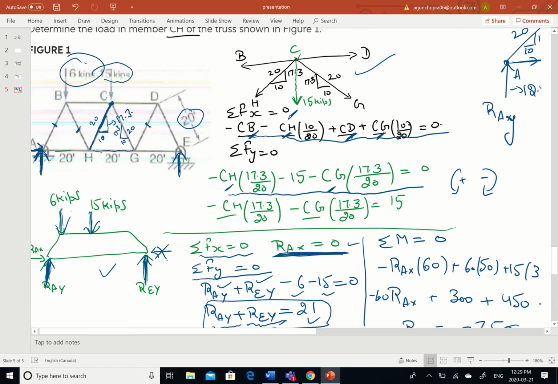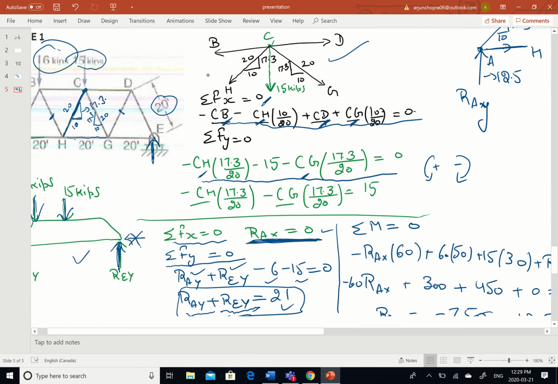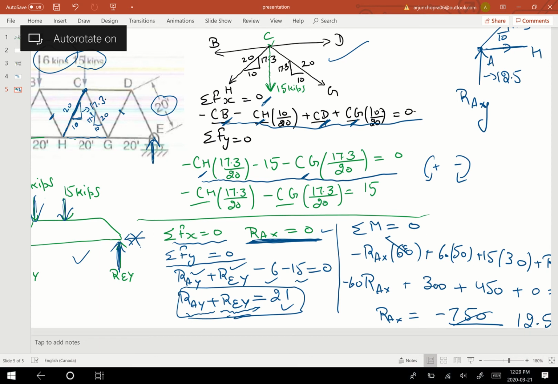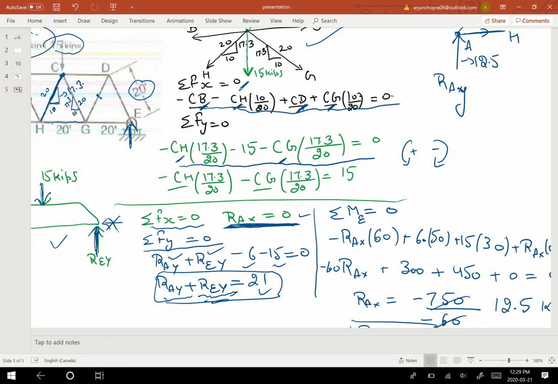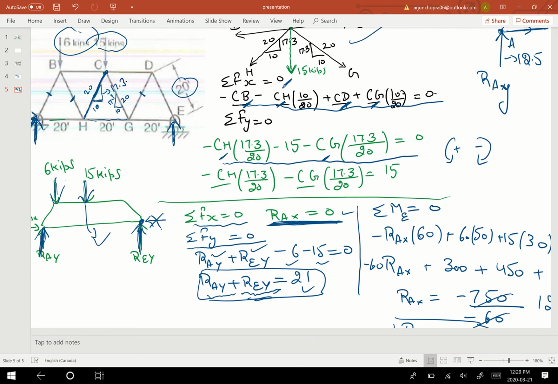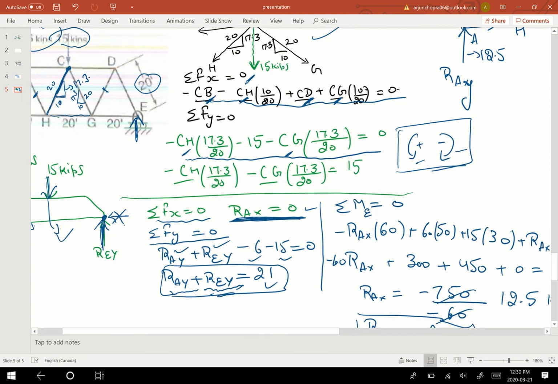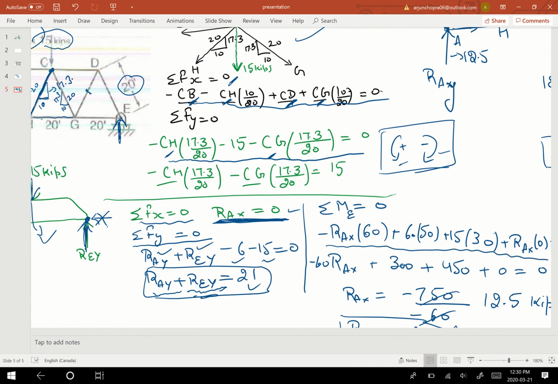So then I will write down the moment equation. So I will take the moment about point E equal to 0. Now, I will write down the equation about this point, and this force, this 15 kips, is trying to rotate counterclockwise, 6 is also trying to rotate counterclockwise, and A is trying to rotate this body about point E in clockwise direction. Anything in clockwise direction, we've considered it as negative. Anything counterclockwise is positive. So we've written down this equation.